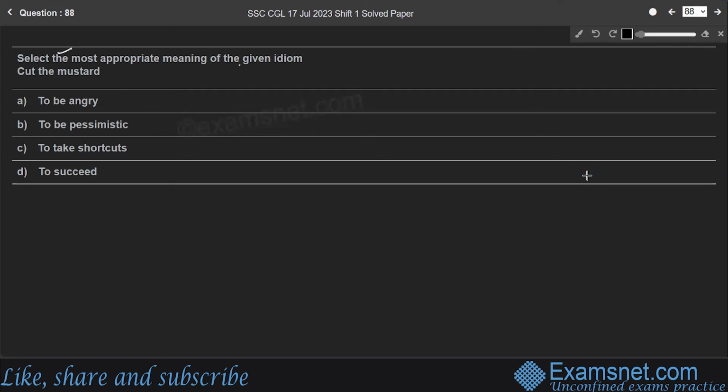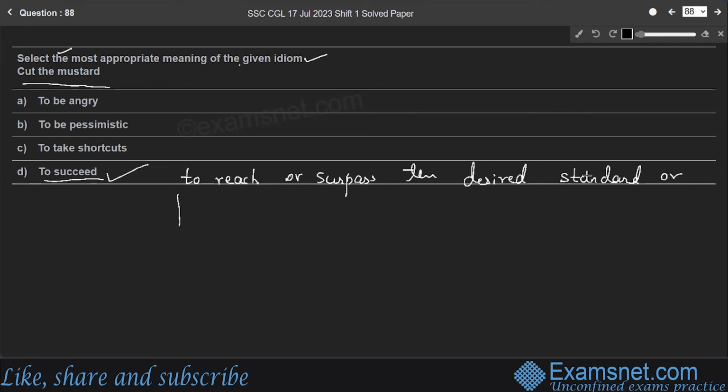Question 88. Select the most appropriate meaning of the given idiom. Cut the mustard. Here, cut the mustard means to succeed. Option D is the right answer. So, to reach or surpass the desired standard or performance. To have the ability to do something. So it's called to succeed, or cut the mustard, right?